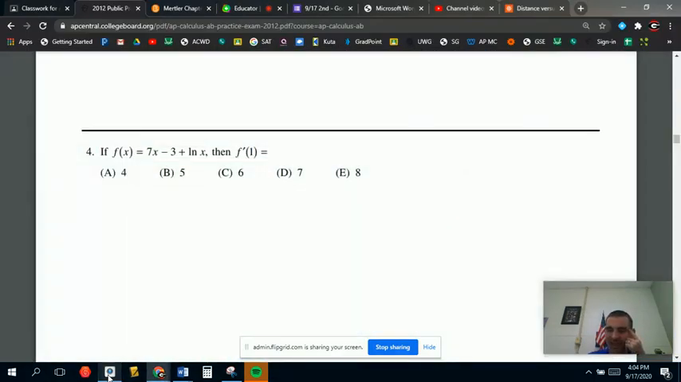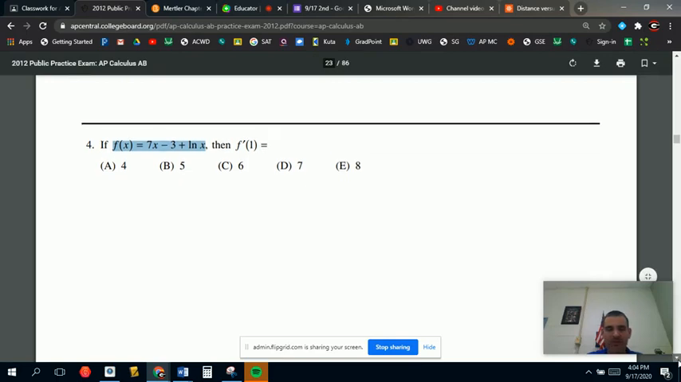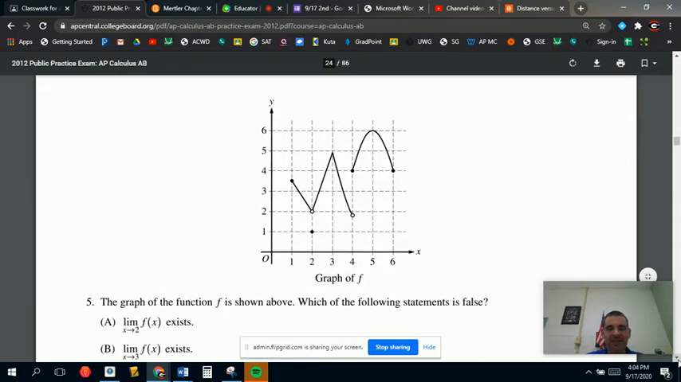Now, what this literally means is that if you were to graph f of x and look at where the x coordinate is 1, the slope of the tangent line at that point is 8. So that's what we can interpret f prime of 1 to be. Let's do 5 and 6.